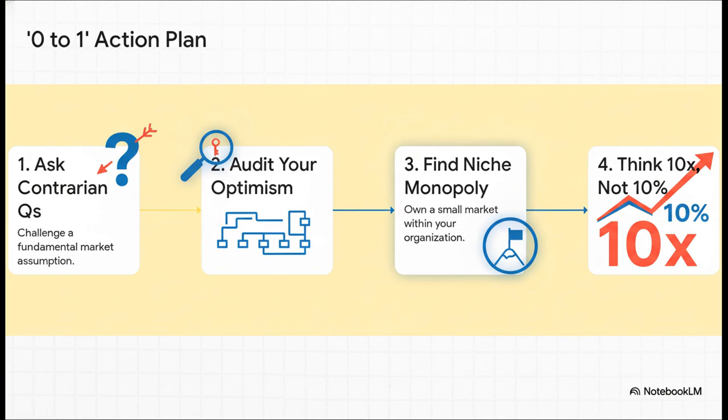Second, do an audit of your company's strategy. Is it a definite, concrete plan, or just a bunch of vague hope? Third, find your own niche monopoly. Can your team become the absolute, go-to, indispensable provider of a certain skill inside your company? And finally, maybe the most practical one of all, stop aiming for 10% better. Ask what a 10 times better solution would look like. That question alone forces you into 0 to 1 thinking.